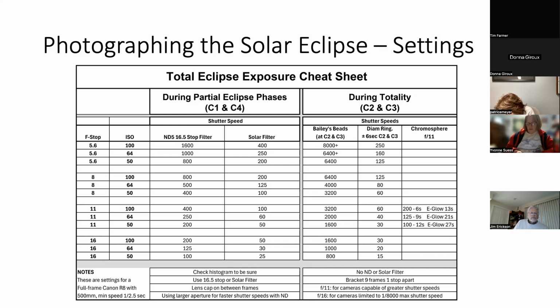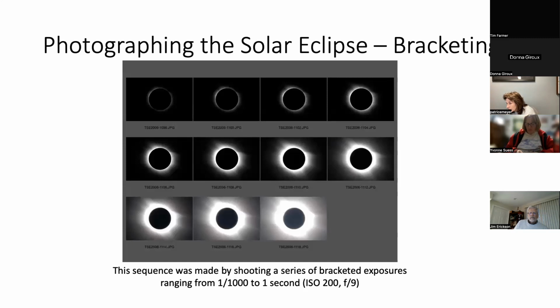This is going to give me what's called a bracket. I'm going to keep the ISO the same and keep the f-stop the same. I'm going to use my shutter speed to change the exposure, giving more and more light. This is what my shots are going to look like. The first shot up there in the top left corner is at a 200th of a second. You can barely see the eclipse happening, right?